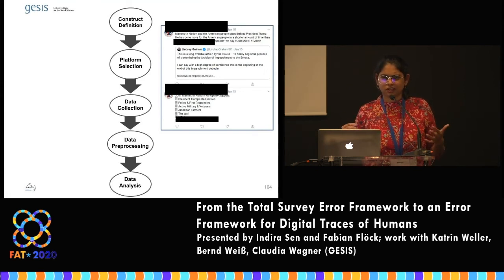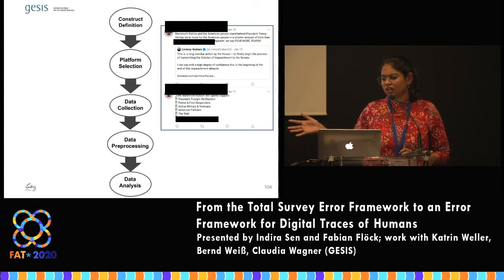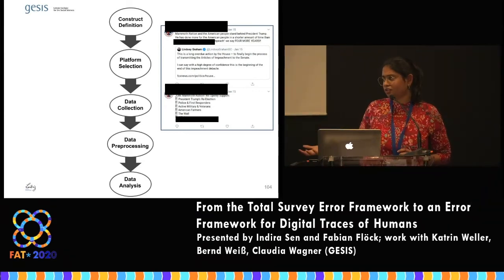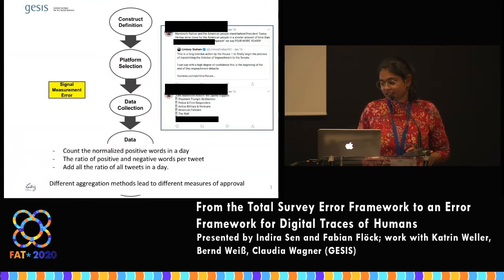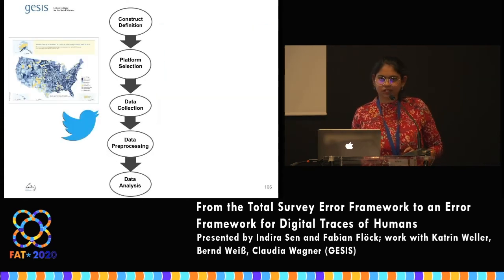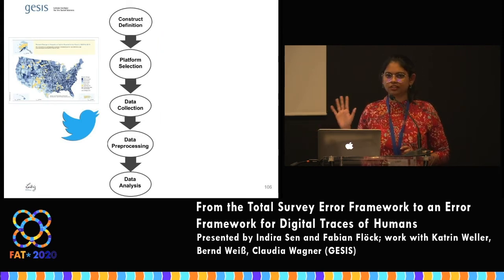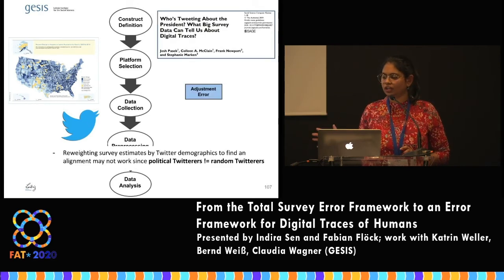Do we take the average of that? So positive and negative kind of cancel each other out and you end up with a neutral sentiment, or do we take the most frequent case? So there are different ways in which we could aggregate this signal, and depending on how we do that, we get a signal measurement error. And now we come to data analysis. Data analysis again, where we do adjustment. So in adjustment, we would like to deal with the platform coverage error as well as the entity selection error, or generally the representation errors that we got.